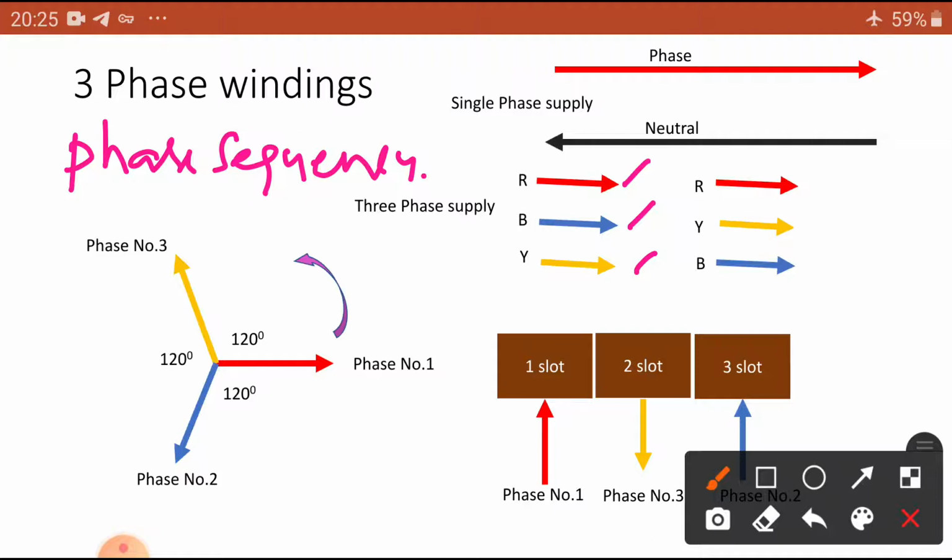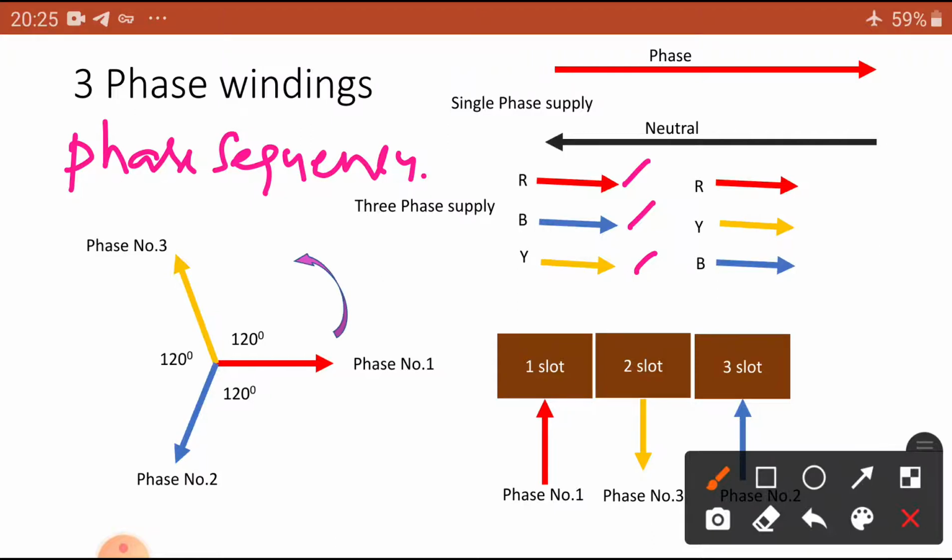When the three phase windings start from slot number 1, 2 and 3, what will happen? In three phase, the phase angle between two adjacent windings must be 120 degrees, but here for R phase, Y phase, B phase with only 3 slots, only 60 degrees is available. So this can be achieved by reversing the connection of the third winding.